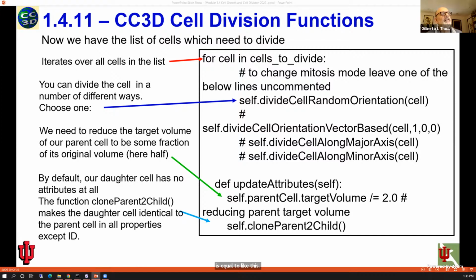No, the ID is created by CompuCell. The original cell, the parent cell, has its own ID, but when it divides, the second cell, the child cell, gets a new ID. Okay, got it.